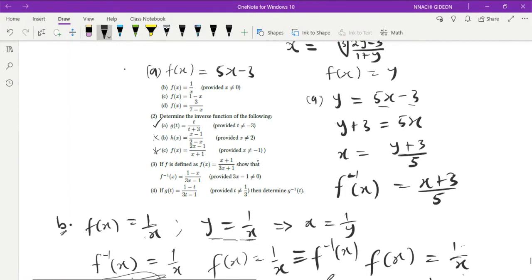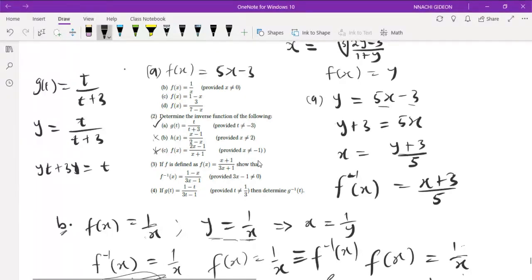Okay, so let's do this at this corner here. G of t equal to t over t plus 3. So let g of t equal to y. So y equal to t over t plus 3. Then yt plus 3y equal to t. Then yt minus t equal to negative 3y. Right? Yes.